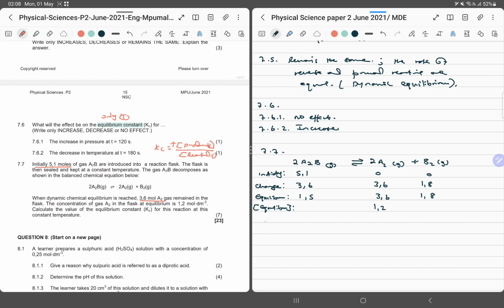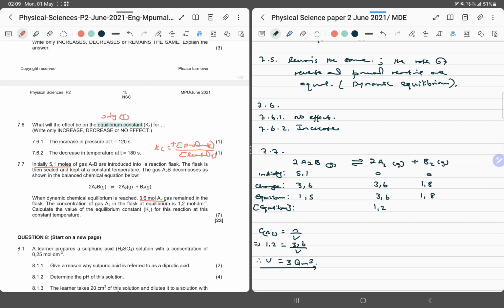So we know that the concentration of A2 gas is going to be number of moles over volume, which implies that we've got 1.2 equals the number of moles, 3.6, over volume. Therefore, the volume here is going to be 3.6 divided by 1.2. It gives us 3 decimeter cubed. So this is very important, because without it we cannot do anything.